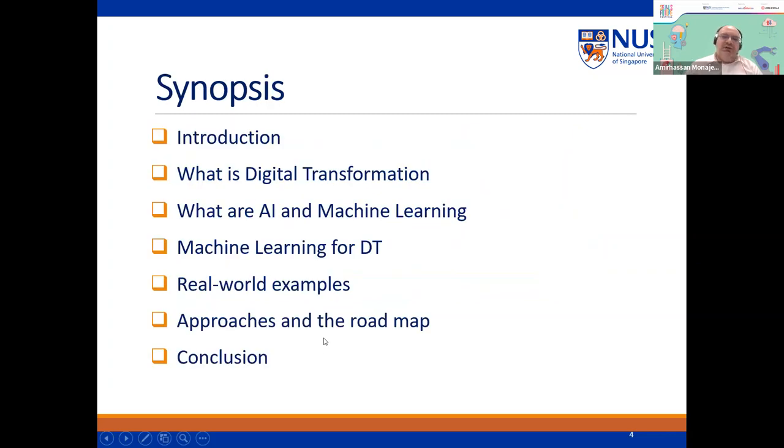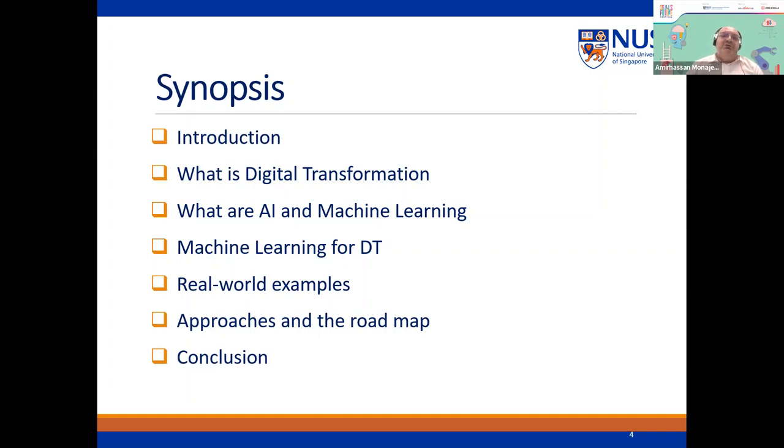Let's move ahead and see what we can see in this short seminar. After introduction, we have got definitions of these three topics, AI, machine learning, and digital transformation. Then we will talk about how those two disruptive technologies can help us in digital transformation sequence. And we will see a few real-world examples of AI and machine learning for digital transformation and the merits of using these two advanced technologies during digital transformation and after having digital transformation operational.